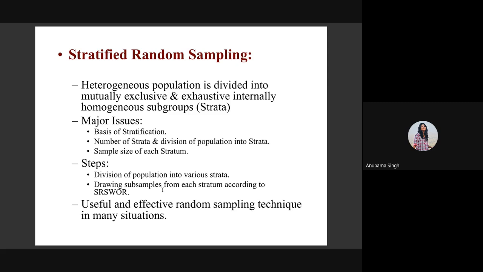Number of strata, how many number of strata should be there? Obviously, when we are talking about the stratified sampling, not too many strata should be there, right? Because in that way, we will lose the whole idea of stratified sampling, right? Idea of stratified sampling means making the homogeneous strata and which should be heterogeneous between, right? Okay.